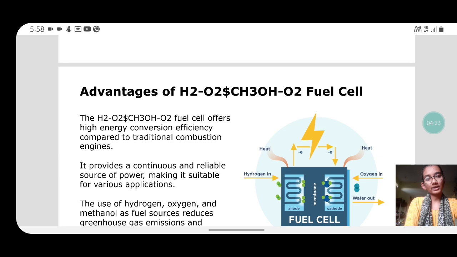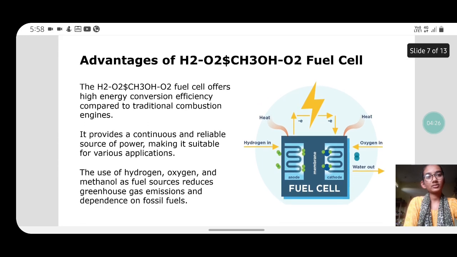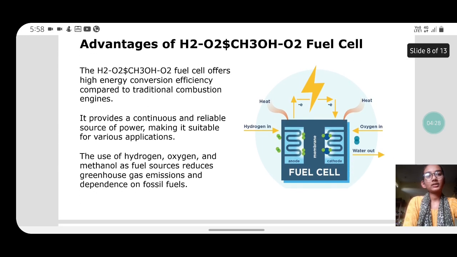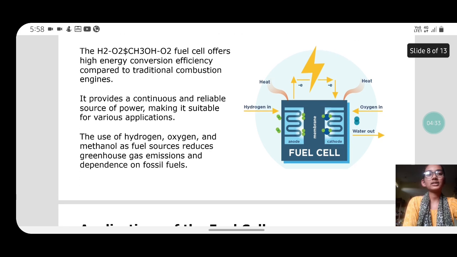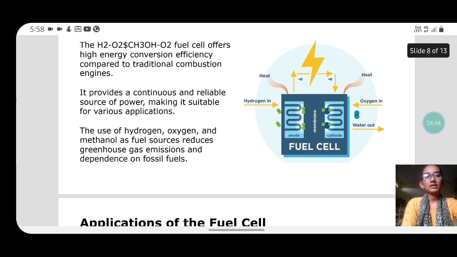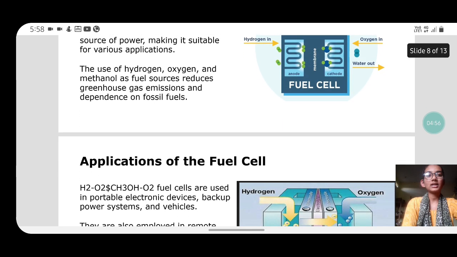Advantages of hydrogen-oxygen and methanol-oxygen fuel cells. The H2-O2 and CH3OH-O2 fuel cells offer high energy conversion efficiency compared to traditional combustion engines. They provide a continuous and reliable source of power, making them suitable for various applications. The use of hydrogen fuel sources reduces greenhouse gas emissions and dependence on fossil fuels.